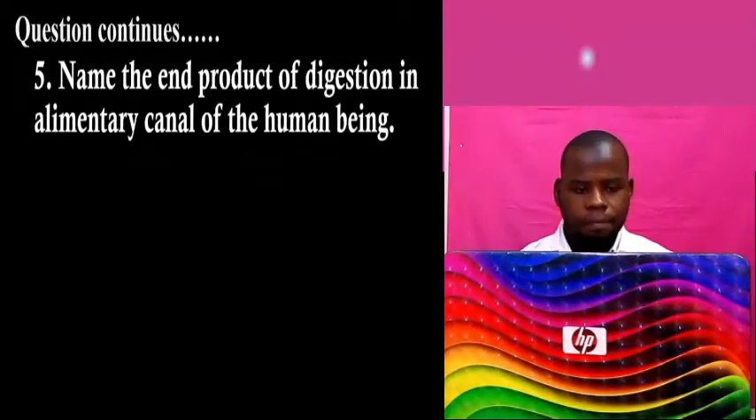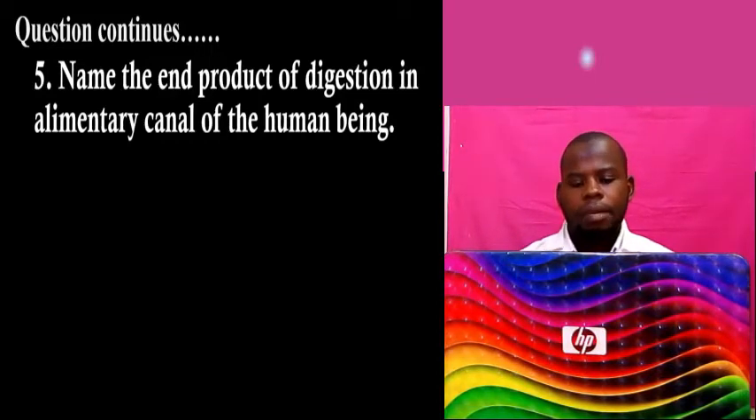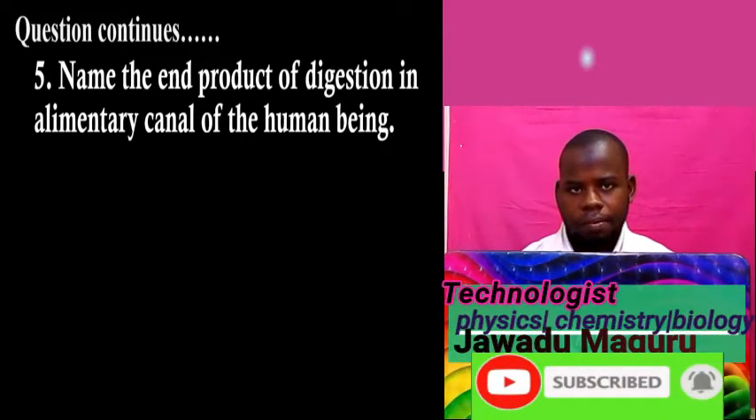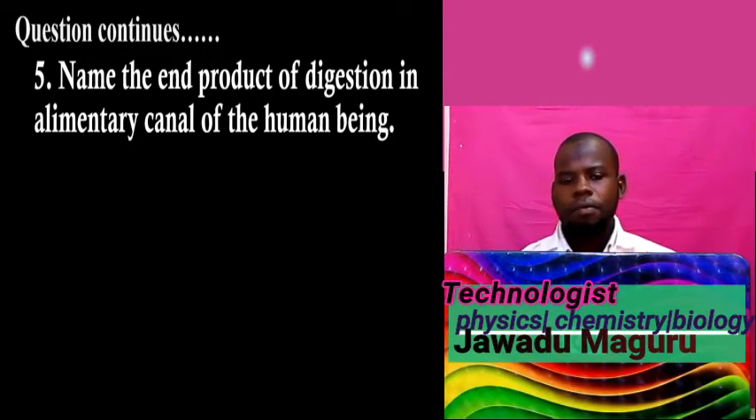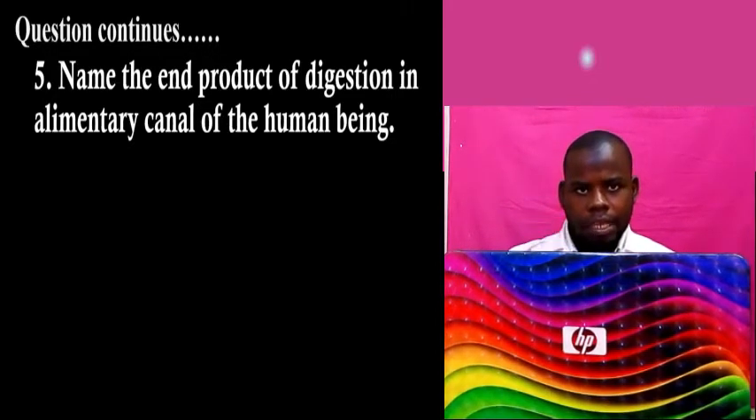Question number 5, name the end product of digestion in the alimentary canal of the human being. Name the end product. What is the meaning of this question? What does the question need? You have to name the end product of the food identified only. If you identify starch and reducing sugar, and the others are absent, you have to consider the end product of the starch at the end part of the digestion, and not otherwise.